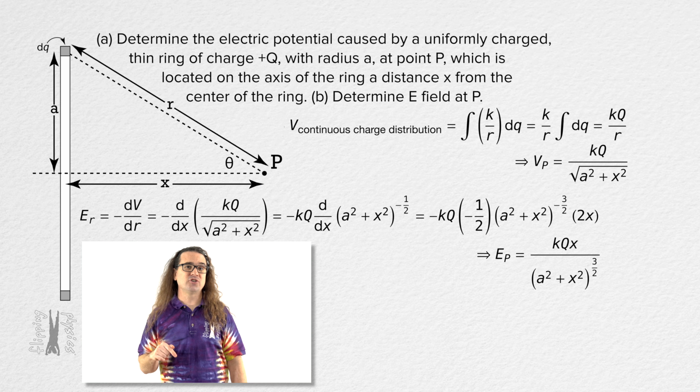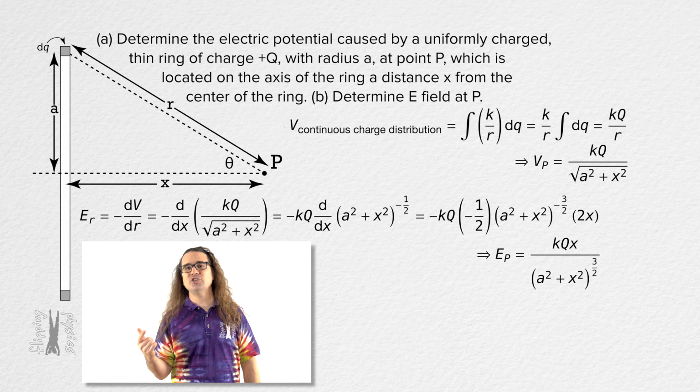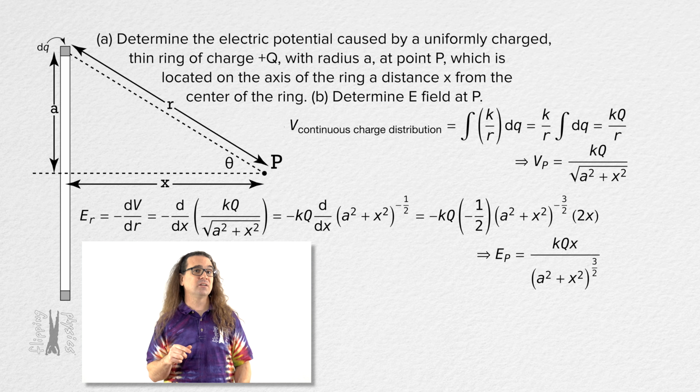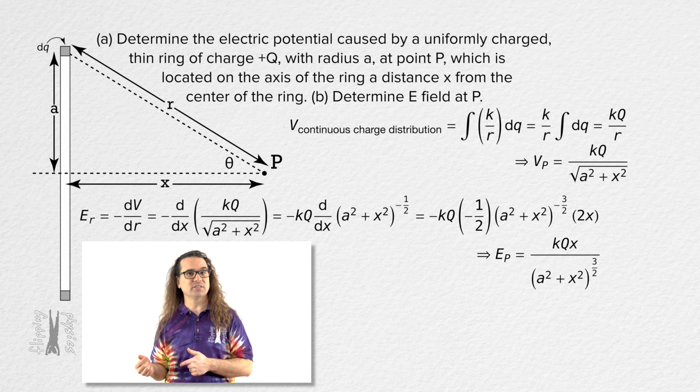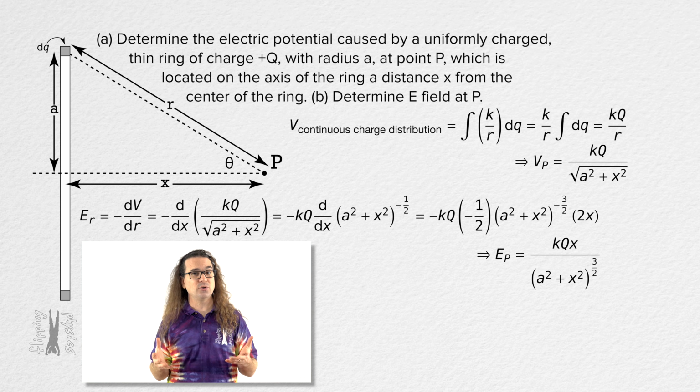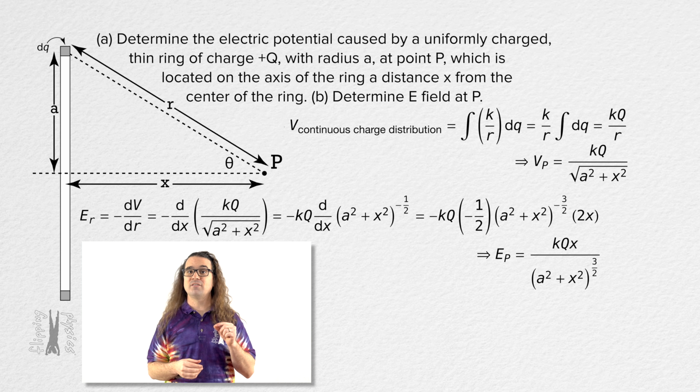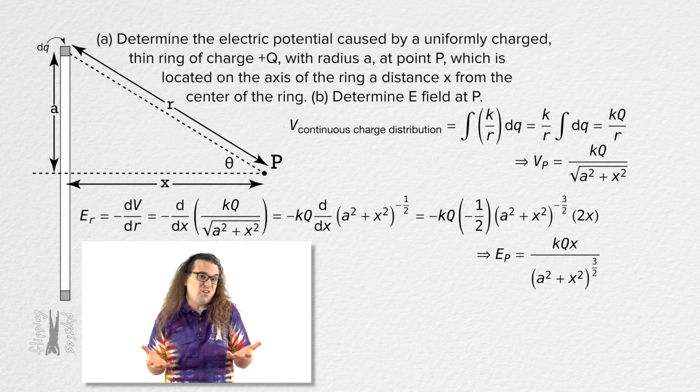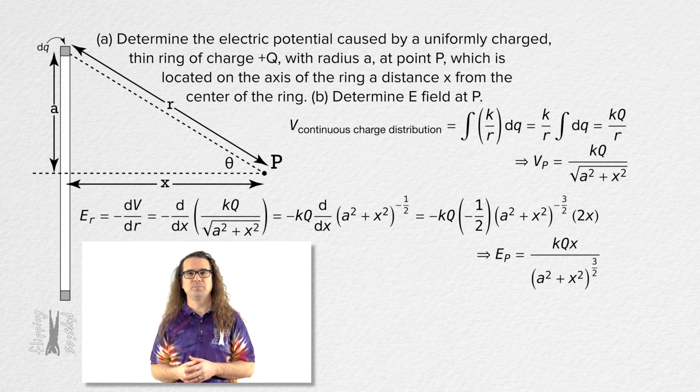Notice that this derivation of the electric field at point P is much easier than deriving the electric field directly like we did in a previous lesson. Therefore, I would recommend you remember that for a continuous charge distribution, you can first determine the electric potential and then the electric field, and that is often easier than solving for the electric field directly. That concludes my review of electric potential for AP Physics C, Electricity and Magnetism.